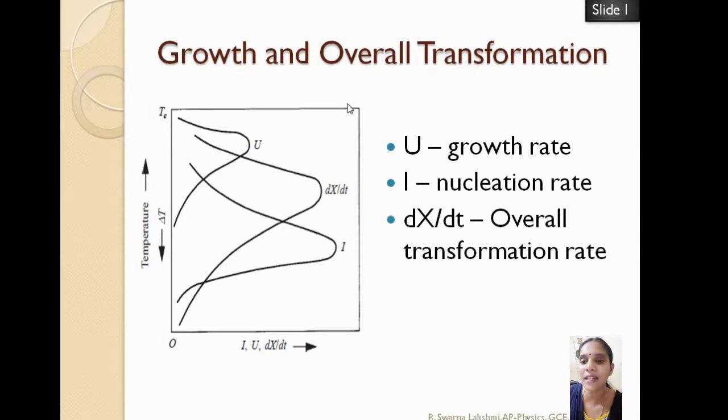Nucleation is more when the temperatures are much lower compared to growth. And dx by dt is the overall transformation rate, where x is the fraction of the component that has transformed. So these three curves are the basis of the construction of the TTT diagram. Here, the overall transformation rate is inversely related to the TTT diagram.